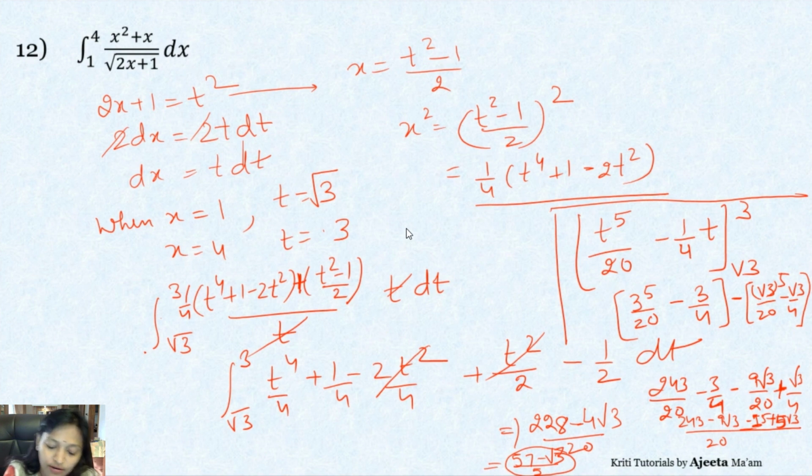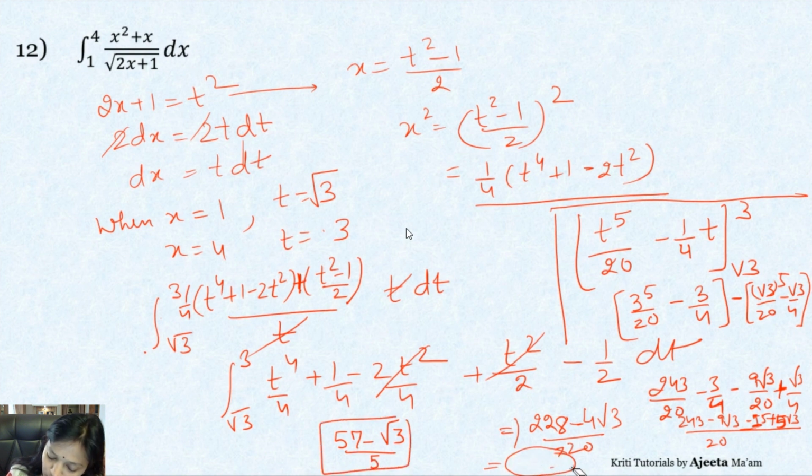Just check. I write it here neatly: 57 minus root 3 upon 5. That will be the final answer. So it will be clearer to all of you. So it's just about the calculations.